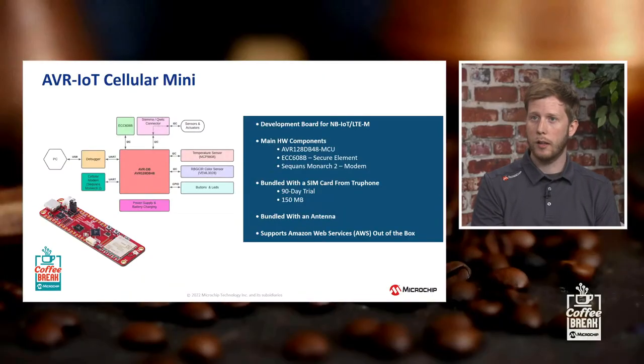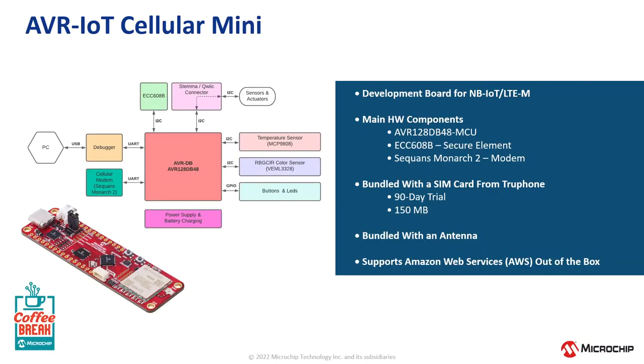Okay. So to help these designers, we have a new development system. Can you give us an overview of that, the cellular mini? Sure. So this is the AVR IoT Cellular Mini. It's a development board for LTE-M, and NB-IoT is pending. Of the main hardware components we have with this board, we're featuring an AVR DB, the 128K flash variant, a microcontroller. We have the ECC608B as a secure element.